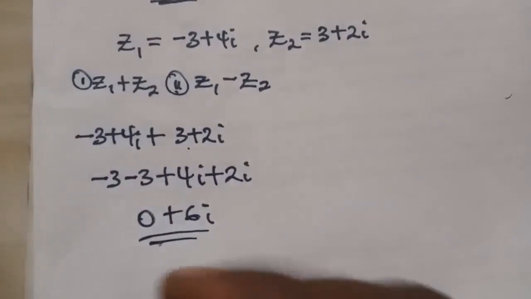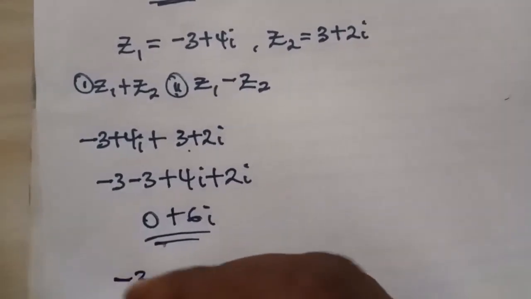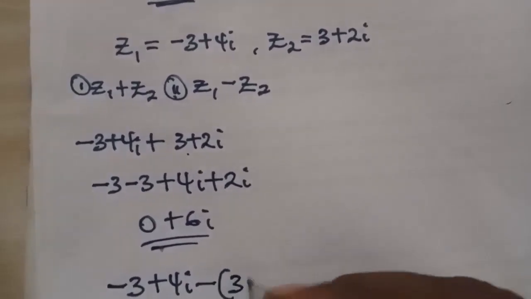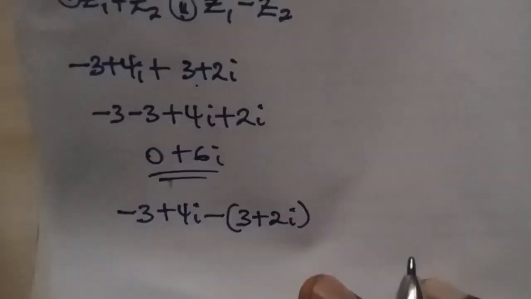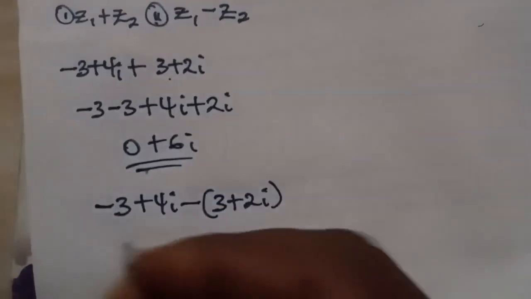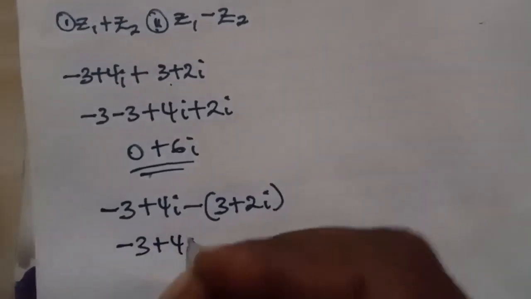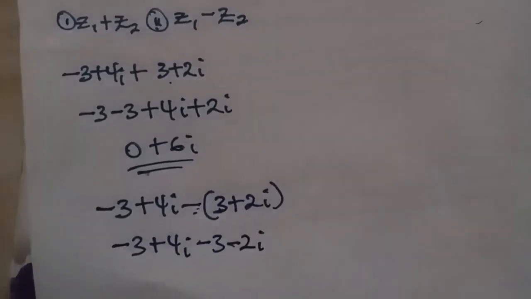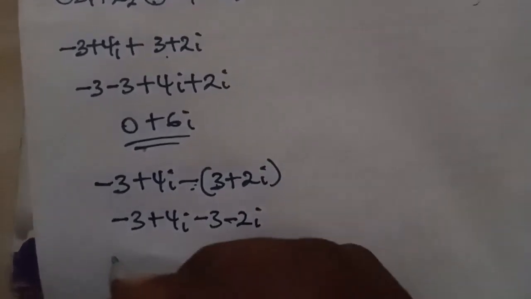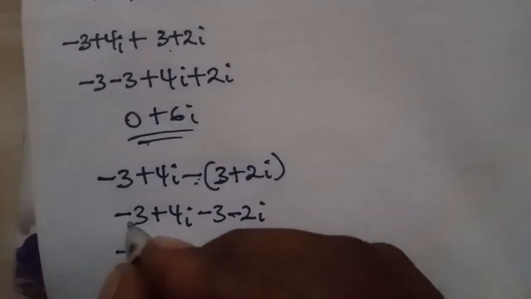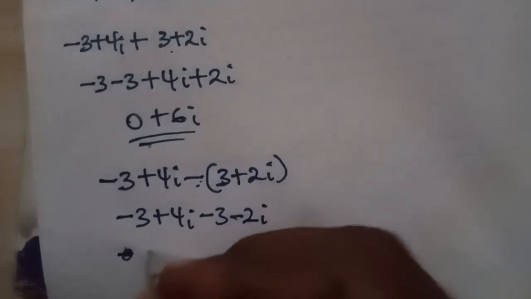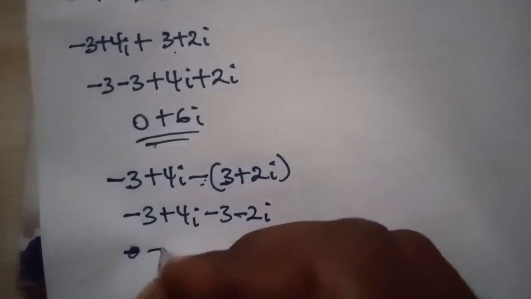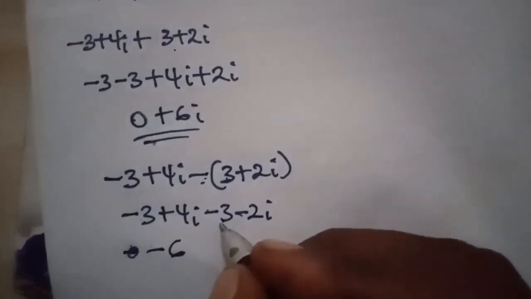For the second one, we have z1 minus z2. It will be minus 3 plus 4i minus 3 plus 2i. So what we will have is minus 3 plus 4i. Here and here is minus 3. Here and here is minus 2i. So if we collect like terms, we're going to have minus 3 minus 3, that's here and here, minus 6.